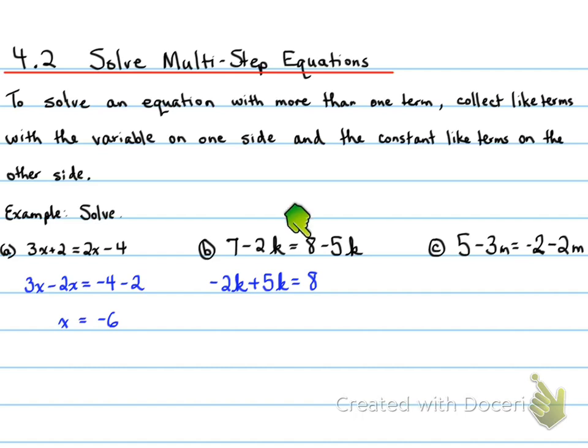We already have 8 on the right-hand side, and we're going to move the 7 over here. To move the 7, we need to know that this is plus 7, so when we move it over, it becomes minus 7. So what we have here is negative 2k plus 5k is 3k, which is equal to 8 minus 7, which is 1. That is, 3k is equal to 1. That means that k is equal to, that's right, we divide, 1/3.